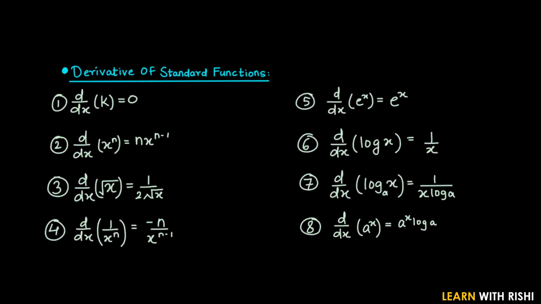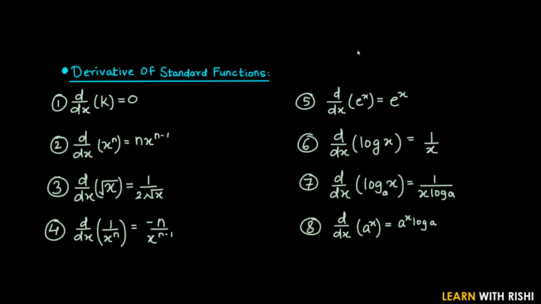Now let us come to the standard formulas of differentiation. The derivative of a constant is 0. The derivative of variable raised to constant is n into x raised to n minus 1. If it is root x, our derivative becomes 1 upon 2 root x. If it is 1 upon x raised to n, our derivative becomes minus n upon x raised to n plus 1. For example, if it is 1 upon x square, it will become minus 2 upon x cube.